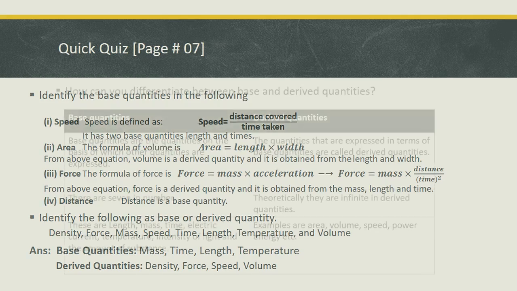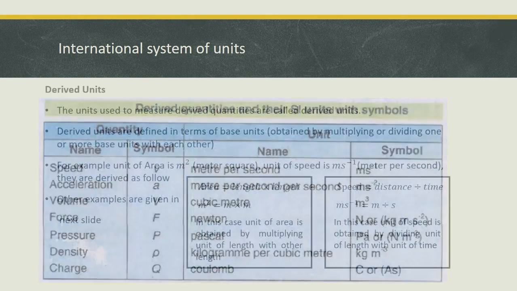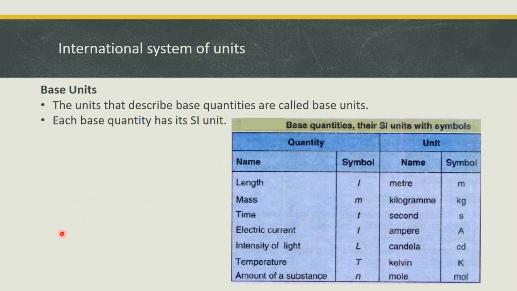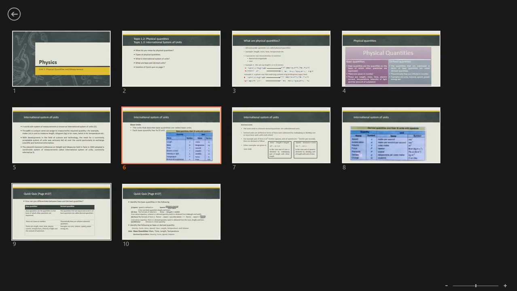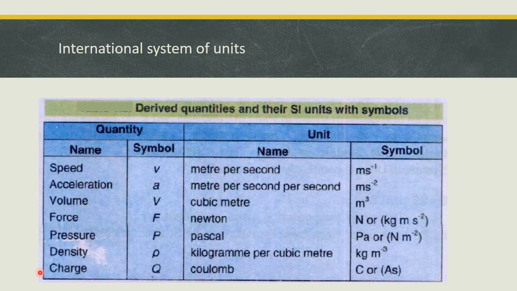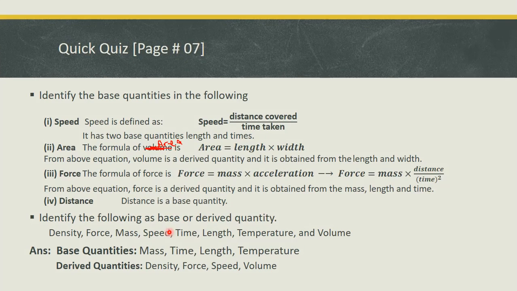The last question is to identify the following as base or derived quantities. You can refer to these tables: this table is for derived quantities and this table is for base quantities. Density is a derived quantity, as you see in the table, so it is classified as a derived quantity. You can refer to this table later on. Force is also a derived quantity, speed is also derived, volume is derived, while base quantities are mass, time, length and temperature.